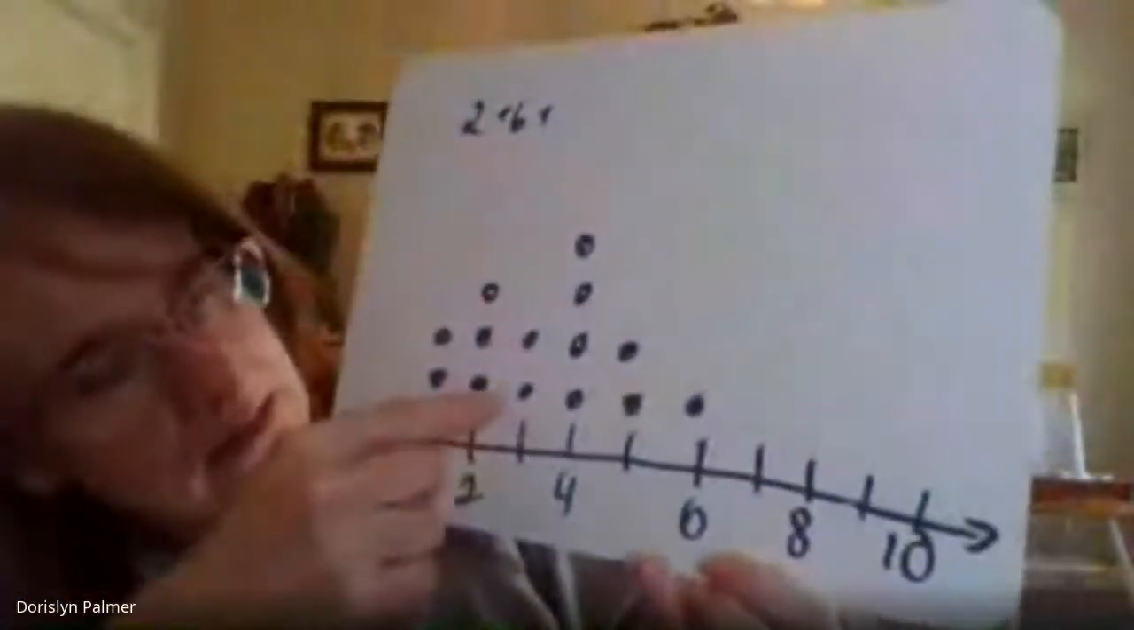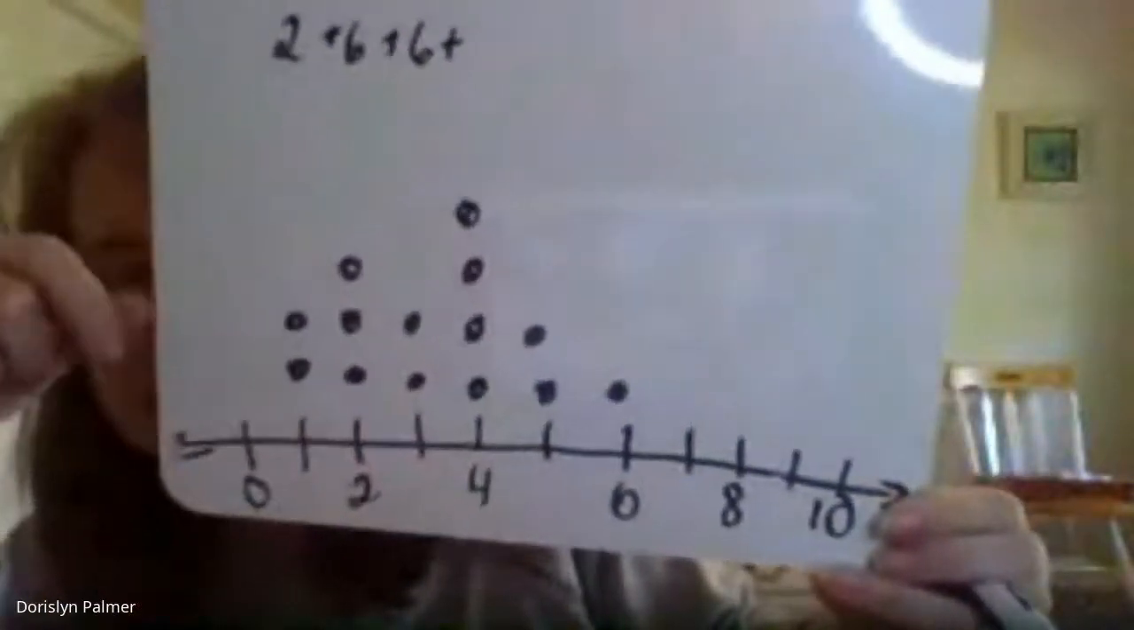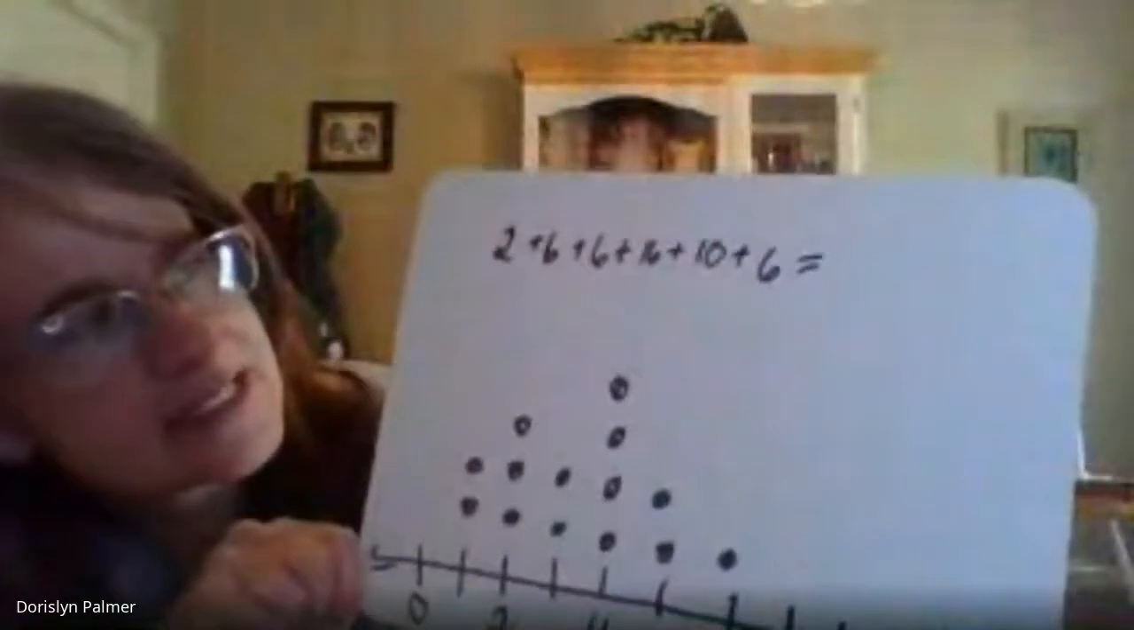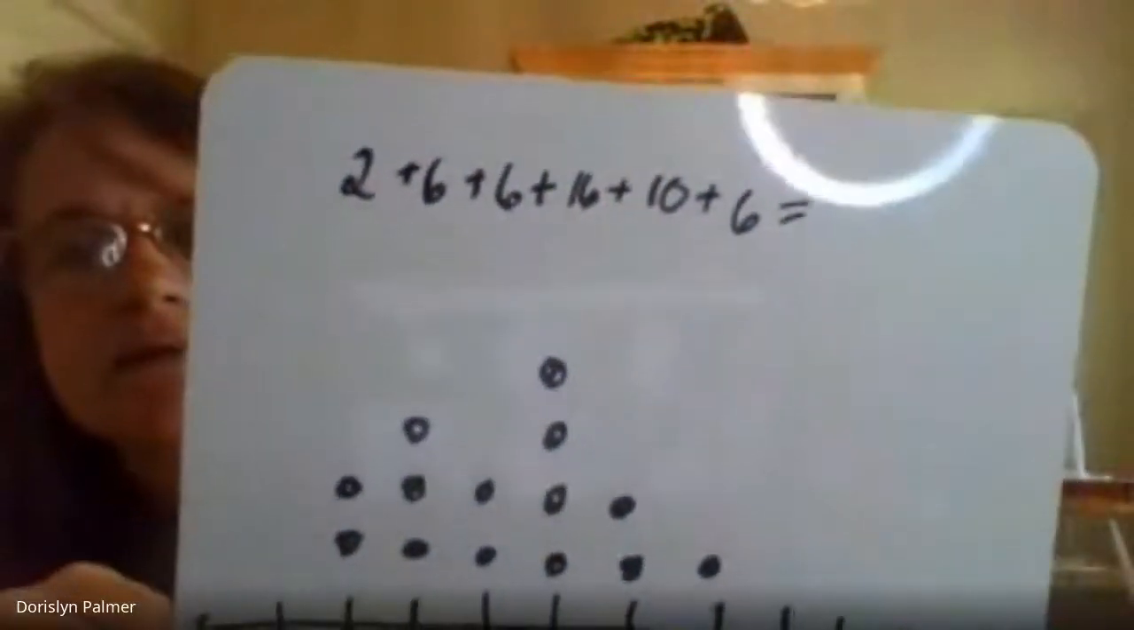Above the 3, I have 2 dots. So that's 3, 6. I'm going to add another 6. And 4, that was our peak. There were 4 dots at 4. 4 times 4 is 16. 5 times 2 is 10. And 6 times 1 is 6. So you guys should have this on your paper also. 2 plus 6 plus 6 plus 16 plus 10 plus 6. Let's all add that up.